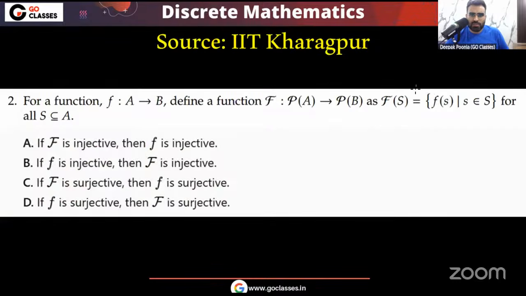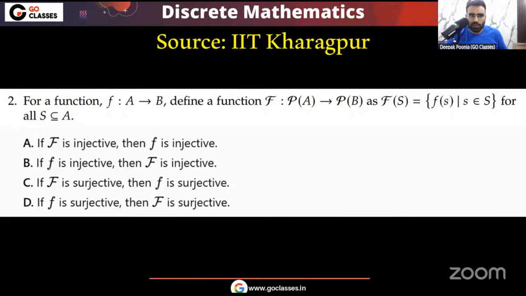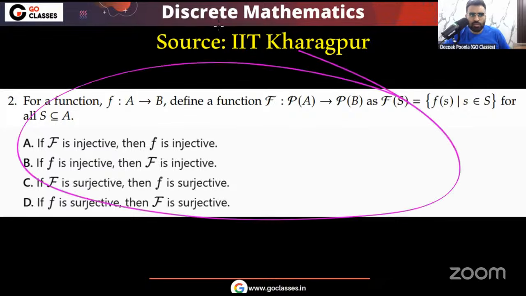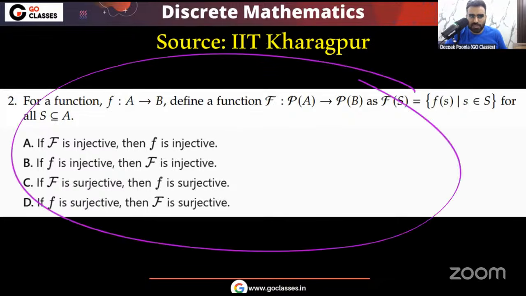This is our question for today. The source is IIT Kharagpur, and this is a beautiful question. In a future GATE exam, this question might come. First, we will understand what this question is saying. Before solving the question, we need to understand the question. Most students will not be able to understand the question, so forget about solving it. So remember, the first step to solve any question is to understand the question.